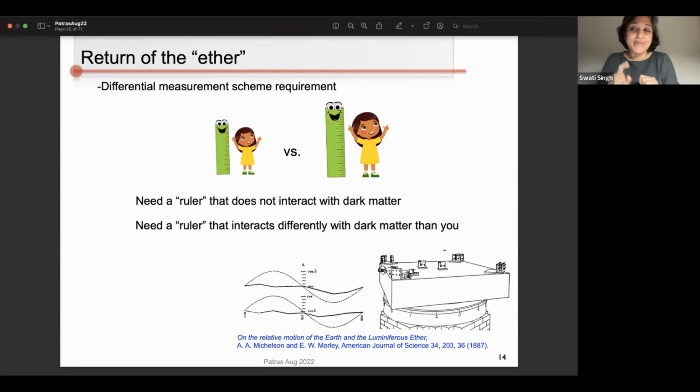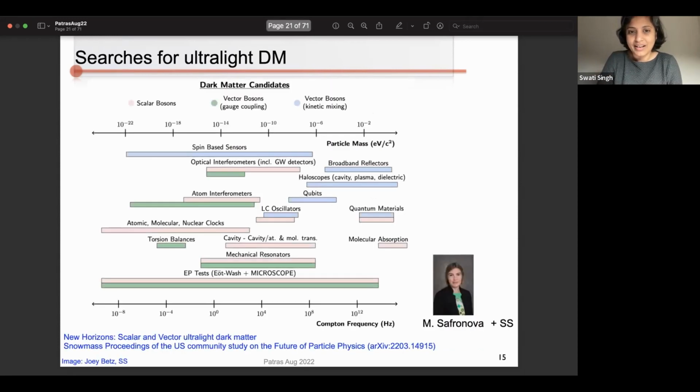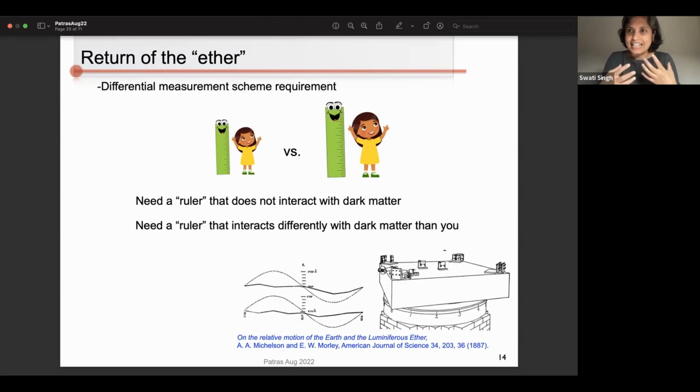One has to think very carefully about what your ruler is made of, right? So you need a ruler that does not interact with dark matter, or you need a ruler at least that interacts differently with dark matter than you. And there's a nice analogy with the ether experiment of 1887, Michelson-Morley, where the idea was that we're all swimming in this ether, and Earth's dragging it, and so you should see the speed of light being different this way versus this way. So it's a nice differential measurement that can be used to constrain properties of the ether.